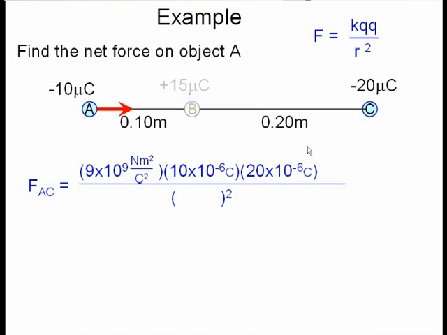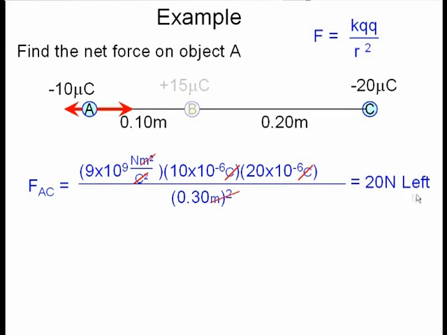On the AP test, they're going to go out of their way to show you a picture like this because they're going to try to mess you up and see how many people plug in the 0.20 down here. The distance from A to C is 0.30, so always pay close attention to our definitions here. So this one comes out to be 20 newtons, and these are both negative charges. They have the same charges. They're going to repel each other. So C is going to push A to the left, and A is going to push C to the right.